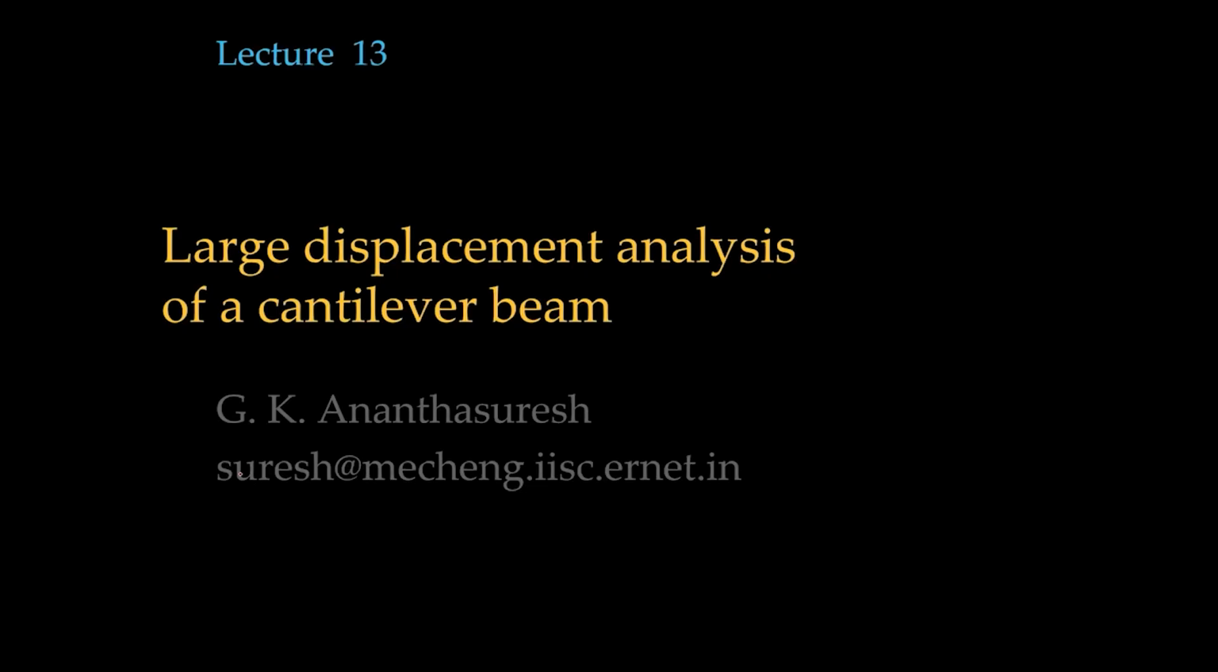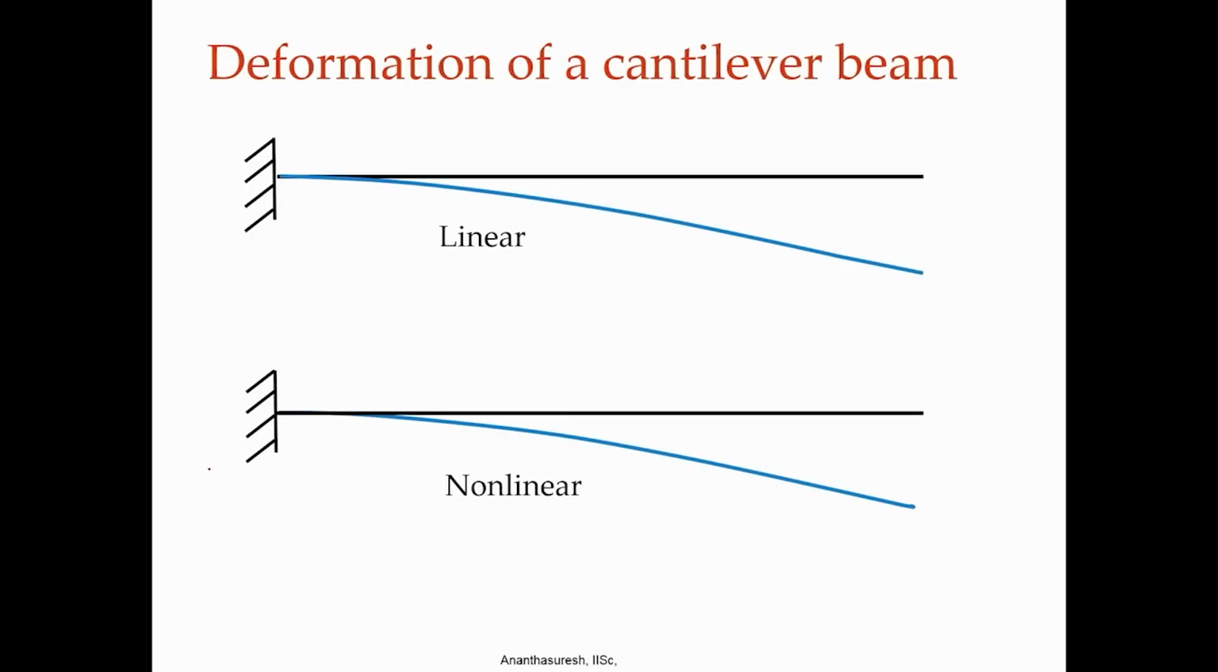So, let us begin by looking at a cantilever beam and how it behaves when it undergoes large displacements under very large transverse loads. We had seen this picture in the last lecture, which shows a cantilever beam deformation when there is a transverse load at the free end. How does it deform? We have shown both linear and nonlinear. How do we tell them apart?